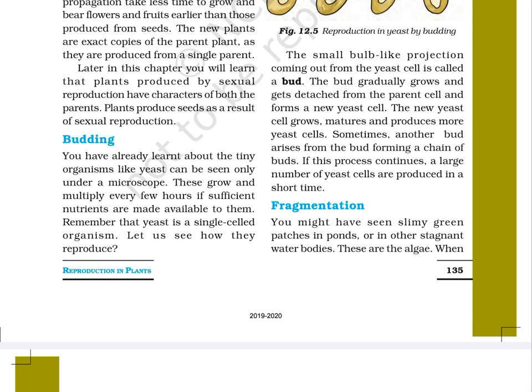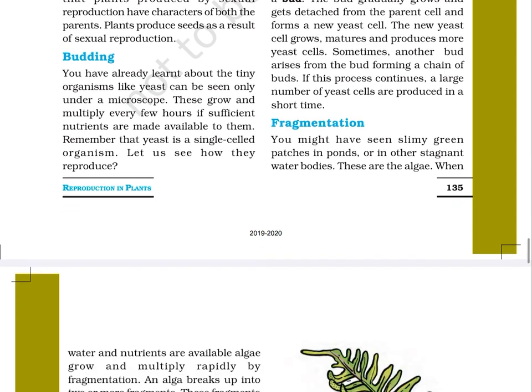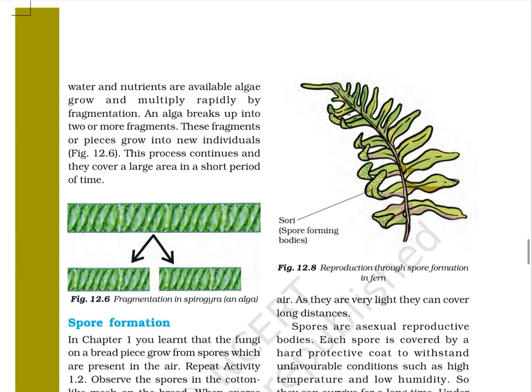Fragmentation. You might have seen slimy green patches in ponds or in other stagnant water bodies. These are the algae. When water and nutrients are available, algae grow and multiply rapidly by fragmentation.